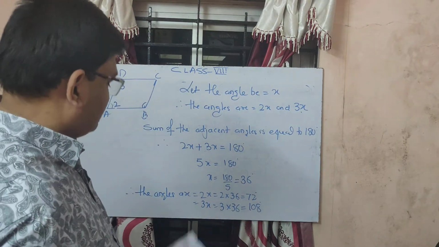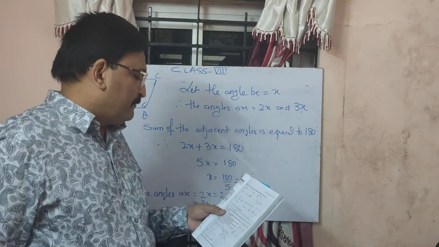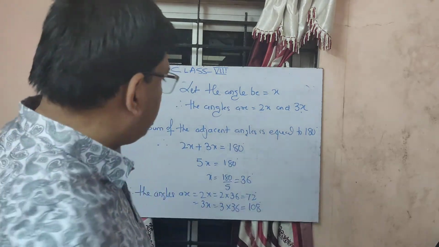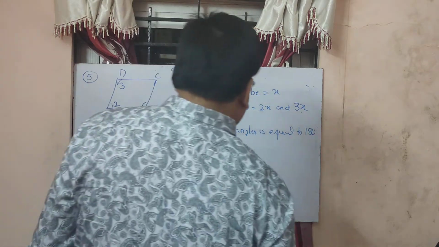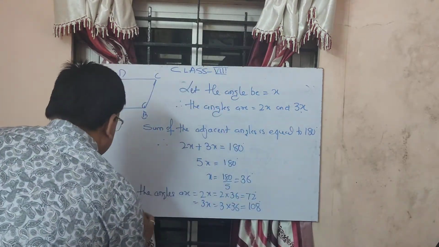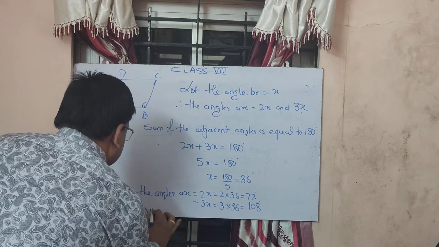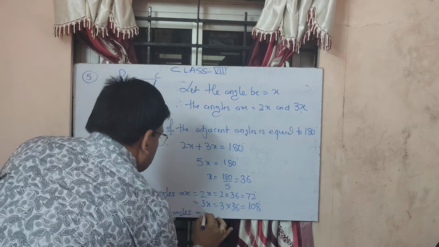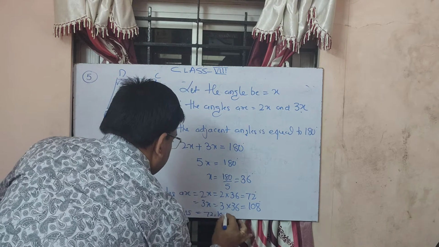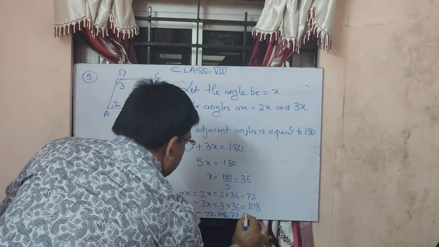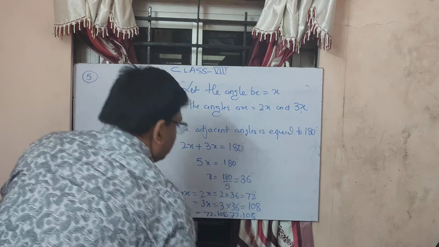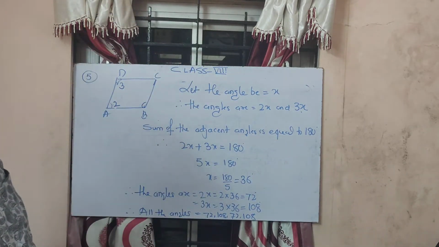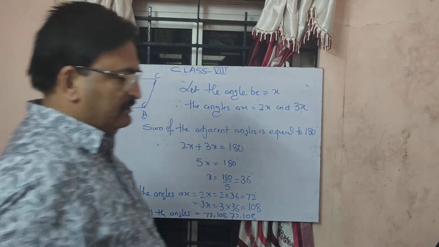Now what is the question? Find the measure of each of the angles of the parallelogram. Therefore, all the angles are 72, 108, 72 and 108. This is how the angles will be found.